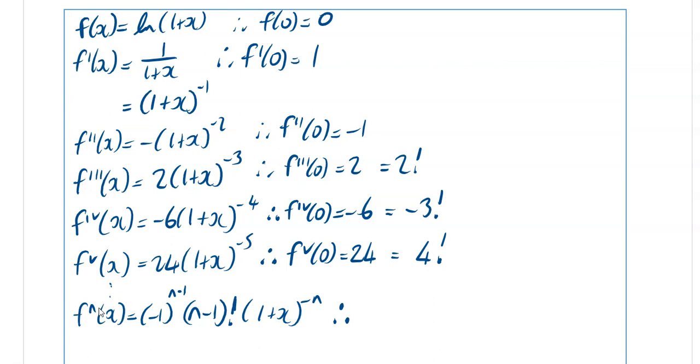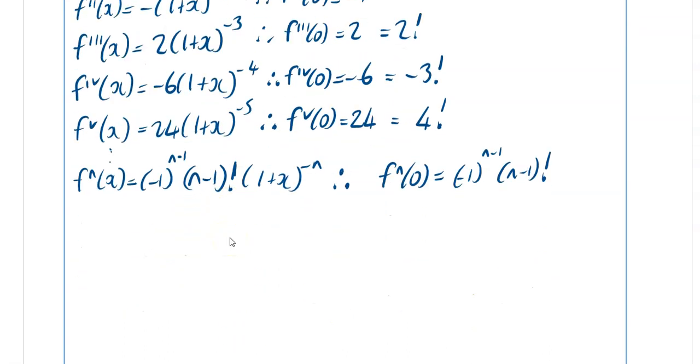Therefore, you've got your f^(n)(0) is equal to, so when you put 0 through all of that, you're just going to get (minus 1) to the power of n minus 1 times (n minus 1) factorial. So we're now ready to put that into our Maclaurin series. So I'll just scroll down for our Maclaurin series. So Maclaurin gives the following.